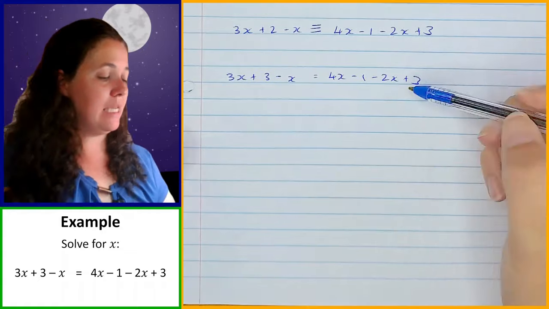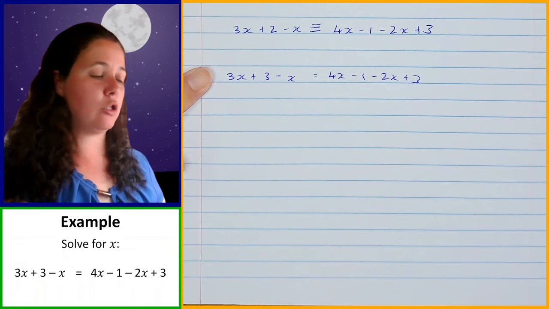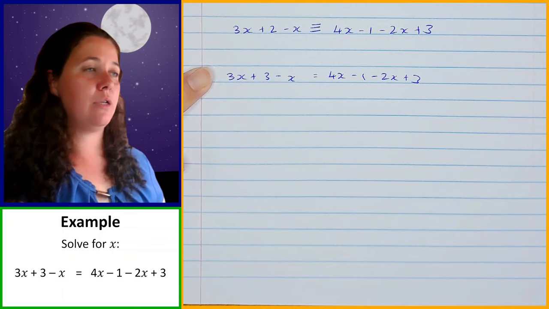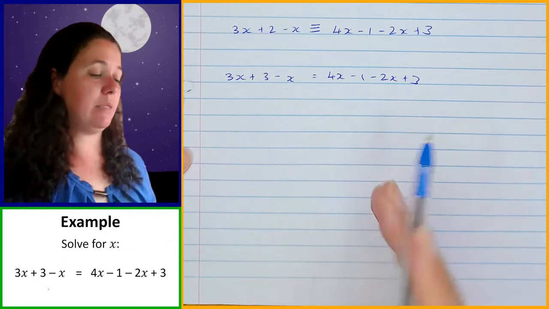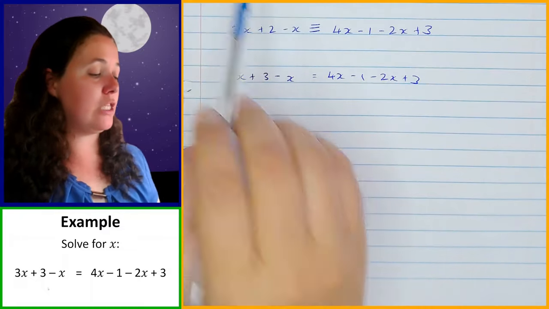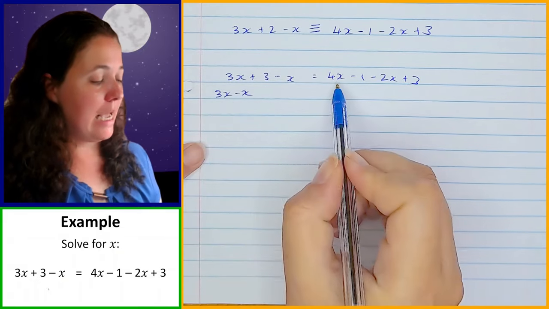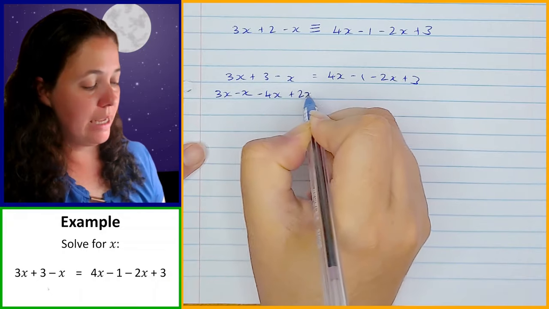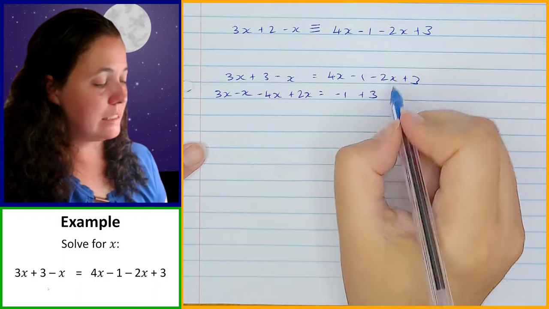Now you might notice that this is very similar to the previous example that we had. Okay, in the previous example, it was basically exactly the same, except that I had a plus 2 and here I have a plus 3. Otherwise, it's exactly the same. So let's see what happens when we solve it. So I'm going to take all my x's to the one side. That gives me 3x minus x, and I'm going to have minus 4x. And I'm going to have plus 2x equals. Over here, I've got minus 1, plus 3, and then minus 3.